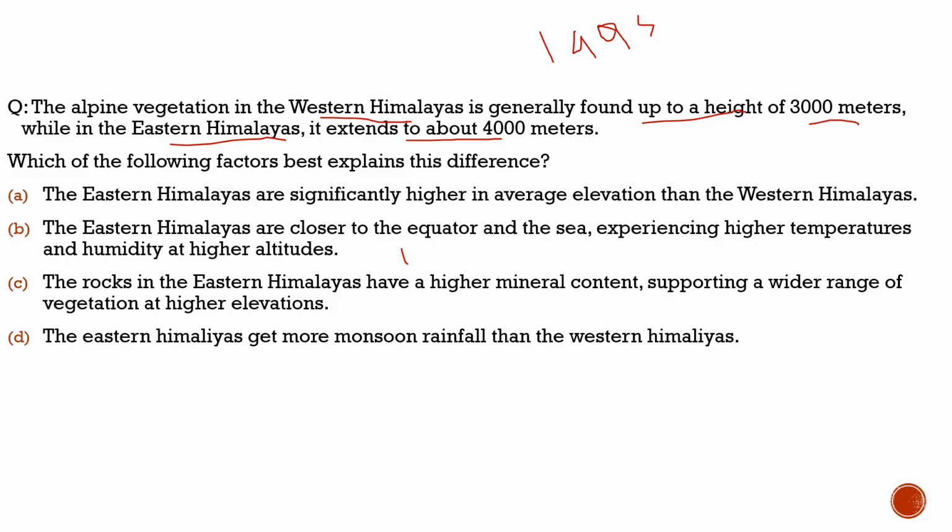First statement: the eastern Himalayas are significantly higher in average elevation than the western. Totally incorrect, absurd. Second statement: the eastern Himalayas are closer to the equator and the sea, experiencing high temperature and humidity at higher altitudes. Incorrect. Third statement: the rocks in the eastern Himalayas have higher mineral content. This is also not the answer. Fourth statement: the eastern Himalayas get more monsoon rainfall than the western Himalayas. That is exactly the true answer to this question. So with respect to this question, the answer will be option D.